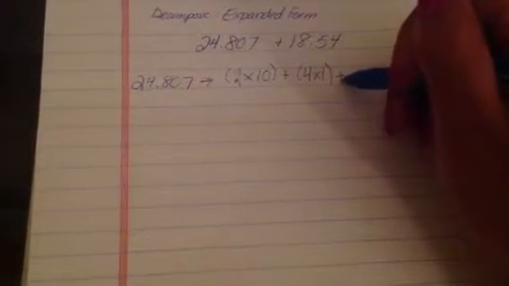So I know my 2 is in my tens place, so I'm going to write that as 2 times 10 plus my 4 is in the ones place. I have 4 ones. Let me back it up a little bit.